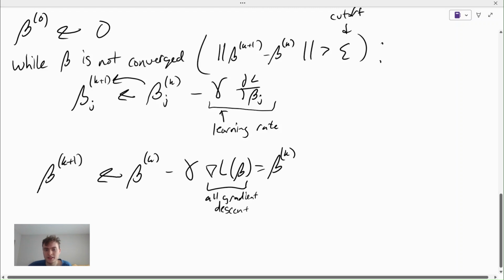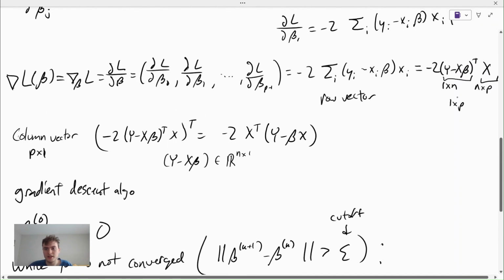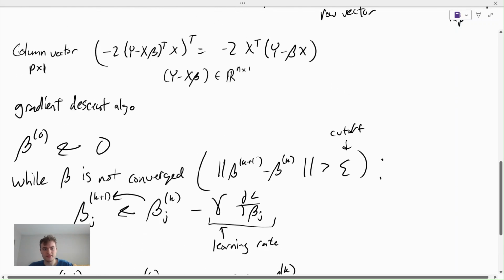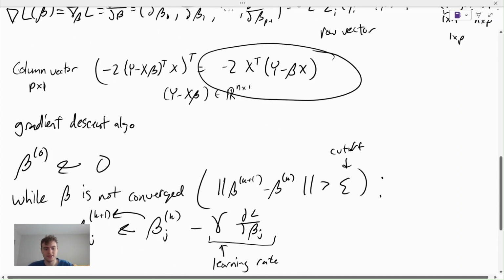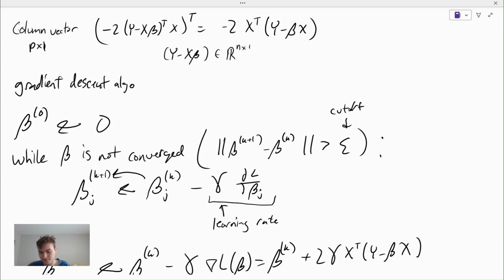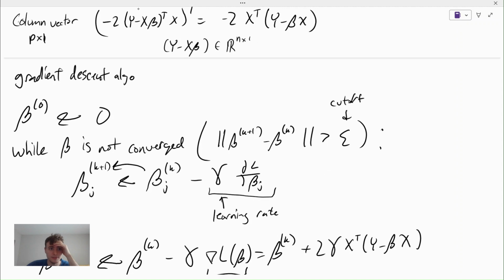And now we want to substitute in our specific gradient of L of beta, which is right up here. If we write it in row form, but since I've written this as a column form, we'll use the column form of it. So substituting that in, the negative times the negative becomes a positive 2 times gamma times X transpose (y minus beta X). Wait, I wrote beta X. I mean, that's a mistake. It should be X beta or beta transpose X transpose.